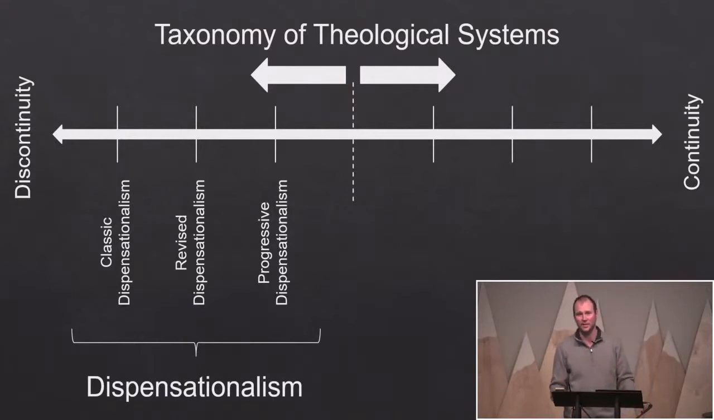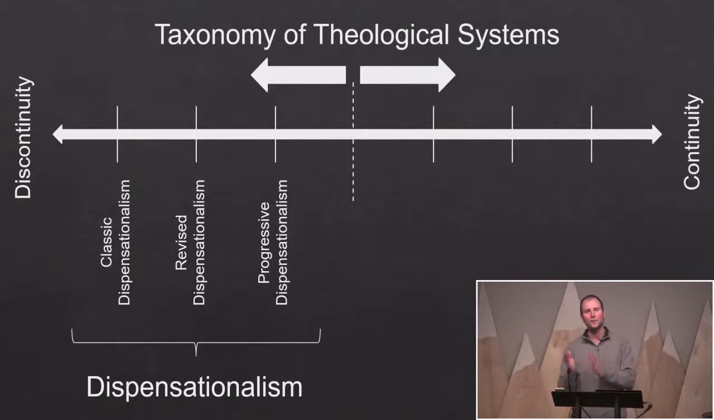Now, they have distinctions. There's greater discontinuity in classical dispensationalism, in that there are completely two distinct peoples of God, and that God has two redemptive plans going in two different arenas in the world. Whereas revised dispensationalism has a little more integration to it. And with progressive dispensationalism, you're closer to a middle ground away from the discontinuity, where there's more overlap between the programs of God's redemptive purposes in history.